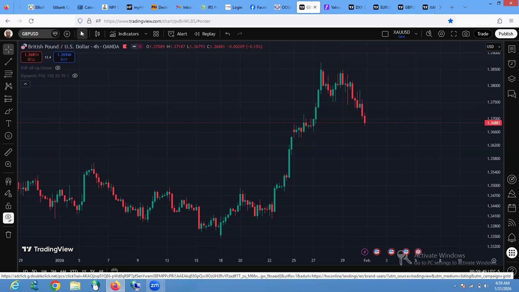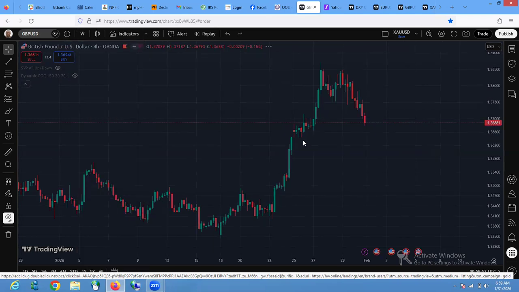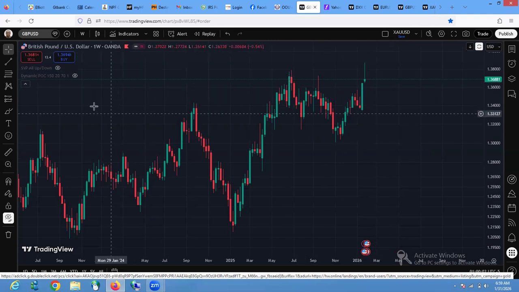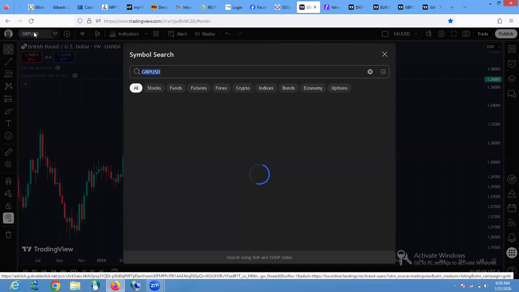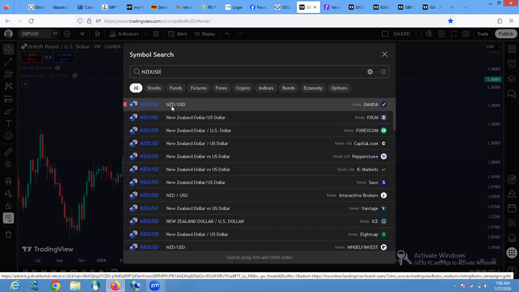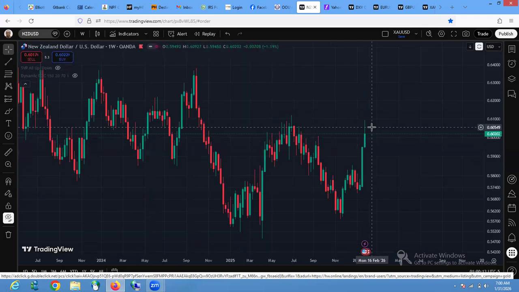If you look at the mood of the market for all of these, the weekly, you can see the weekly time frame on Pound USD, it's a rejection, you can see it, and the same thing you'll see on the Euro Dollar. NZD USD, yeah, the pullback here, it's not as significant as the other ones.